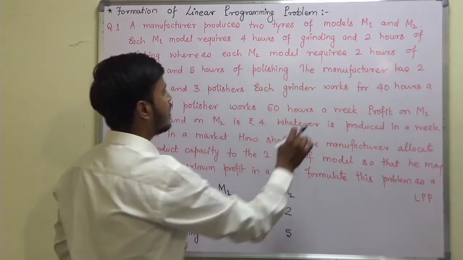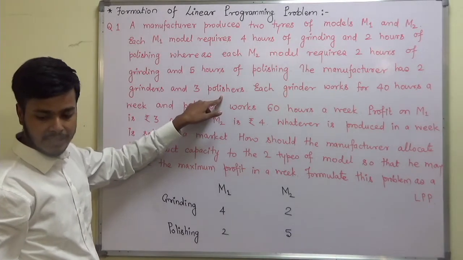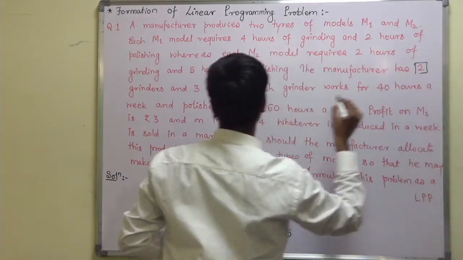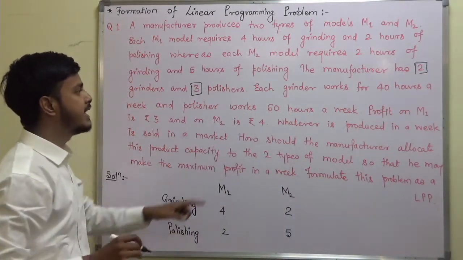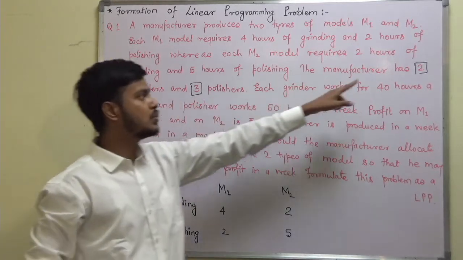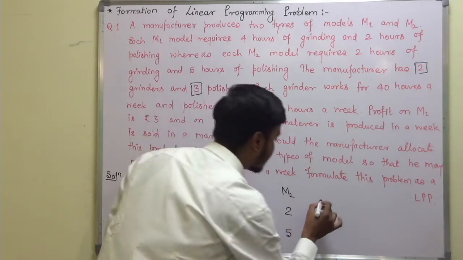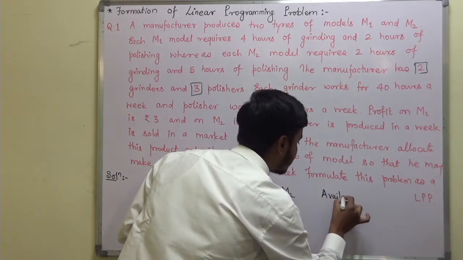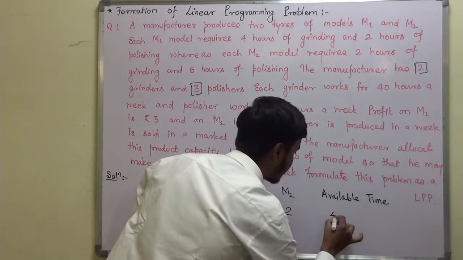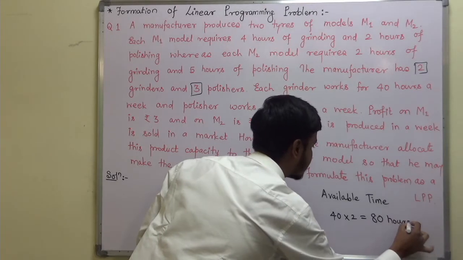Now the manufacturer has 2 grinders and 3 polishers. We'll make use of this later on. Each grinder works for 40 hours, and how many grinders do we have? 2. So what is the available time? 40 into 2, that is 80. So I'm going to write here the available time. For grinding we have 40 hours and we have 2 grinders, so 80 hours of available time is there.